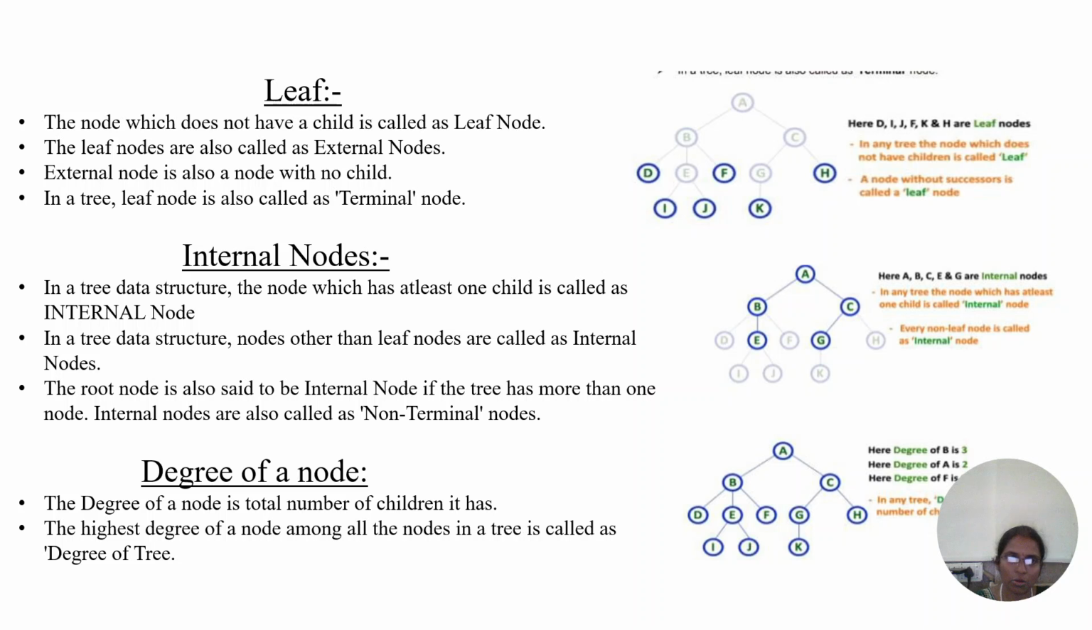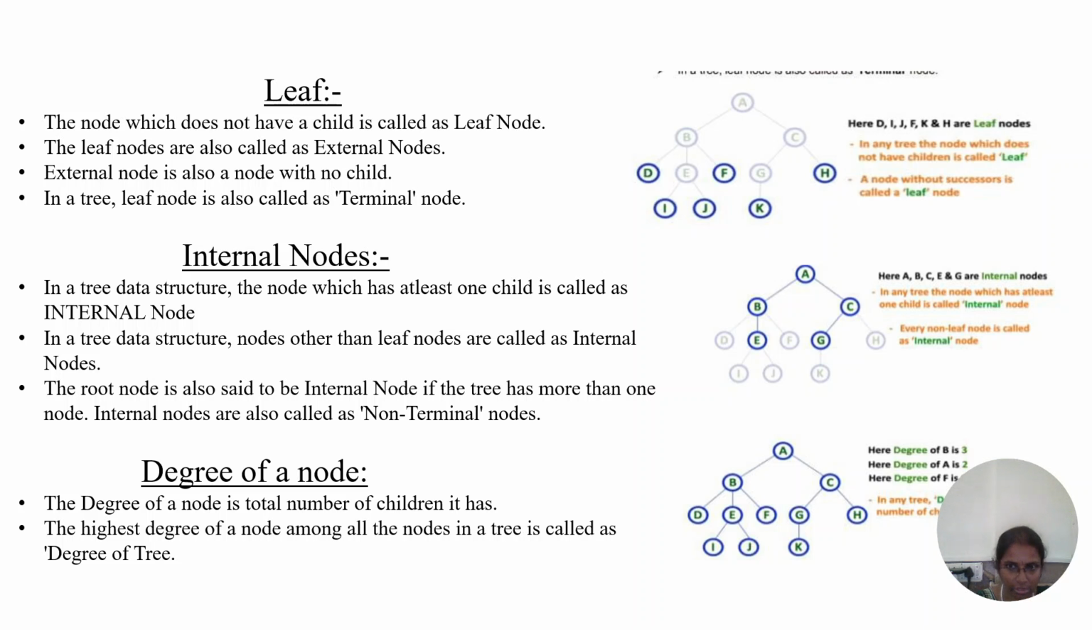The root node is also said to be an internal node if the tree has more than one node. Internal nodes are also called non-terminal nodes. Remember one thing: leaf nodes are called external nodes or terminal nodes, and internal nodes are also called non-terminal nodes.